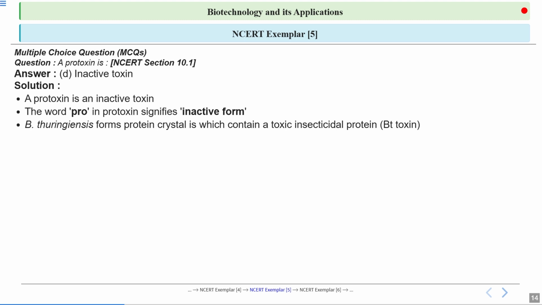So we will see. First, see the third line: Bacillus thuringiensis forms protein crystals which contain a toxic insecticidal protein. Means we know that this toxin is produced by Bacillus thuringiensis, and it has a protein crystal inside it, and this protein crystal contains this toxic insecticidal protein, which is the Bt toxin, and it is inactivated.